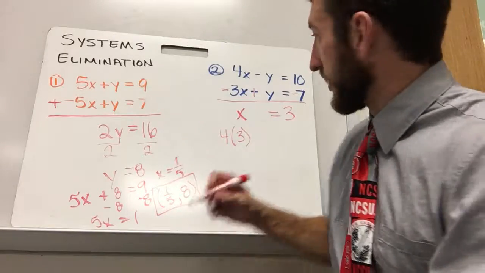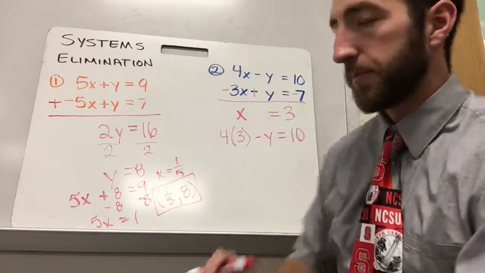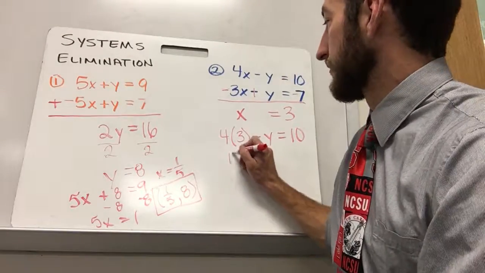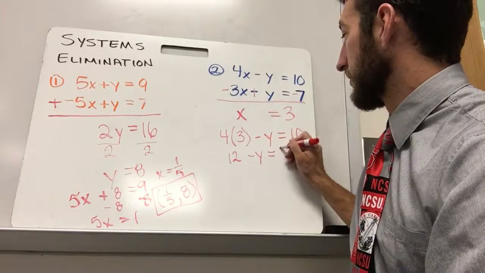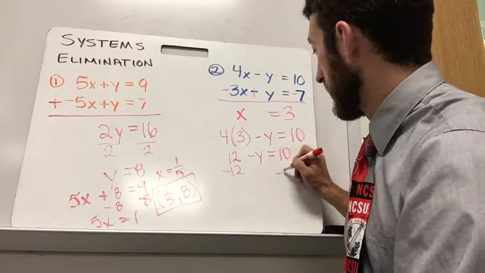So 4 times (3 minus y), I don't know what y is, equals 10. So now I want to solve for y. I'm going to go ahead and simplify, multiply this out. 12 minus y equals 10. Then we want to subtract 12 from both sides.